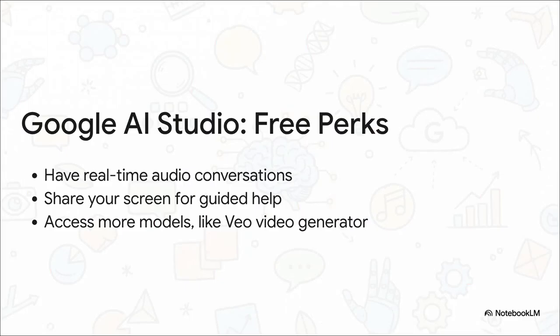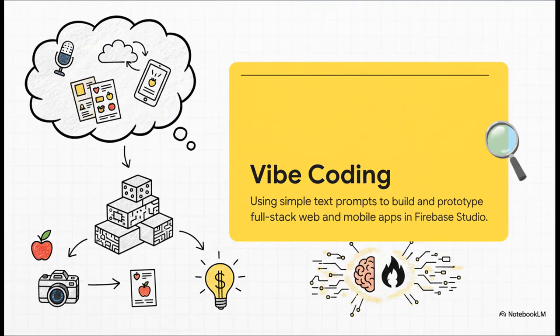AI Studio is a real hidden gem for sure. You can have these real-time audio conversations with it, get guided help on software by sharing your screen, and this is a big one. You get free access to more powerful models like the Veo video generator, which is usually a paid thing. Then there's Firebase Studio, which just feels like magic. It introduces this concept of vibe coding, where you can build a prototype for an app just by describing it. You could say something like, build an app that creates recipes from photos, and it will actually generate the code to get you started.